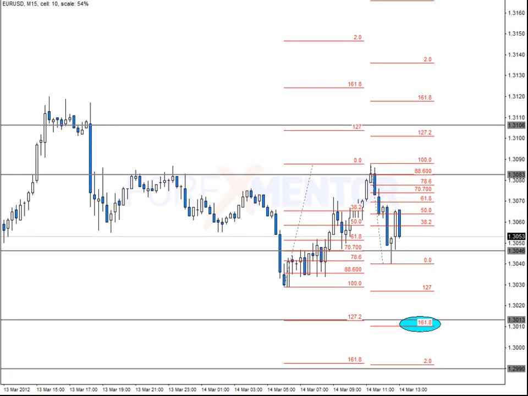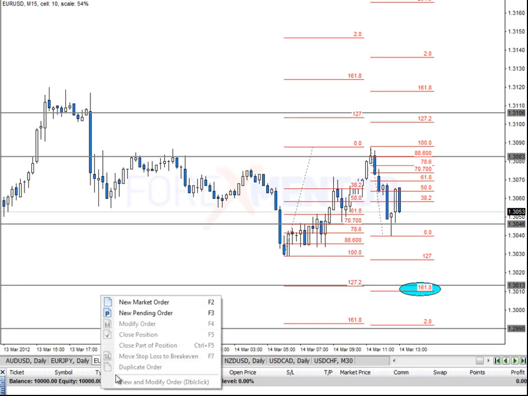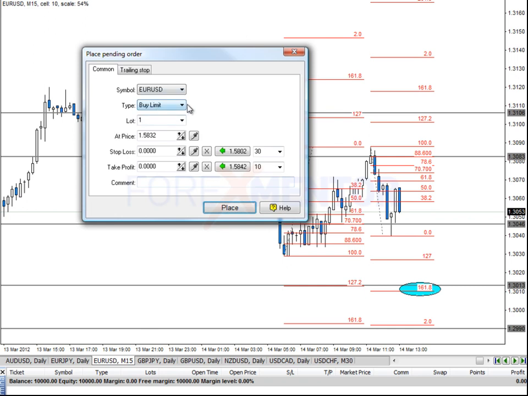Okay, so let's just go to our platform. New pending order. We want to put a buy limit in. So we're looking at 1.30. Okay, we got to remember we want to add the spread. We've got a one pip spread on this particular platform for this pair. So we want to add the spread plus a couple pips. So let's go in around 14, 15, so 16. Okay, so pip for the spread plus 2.